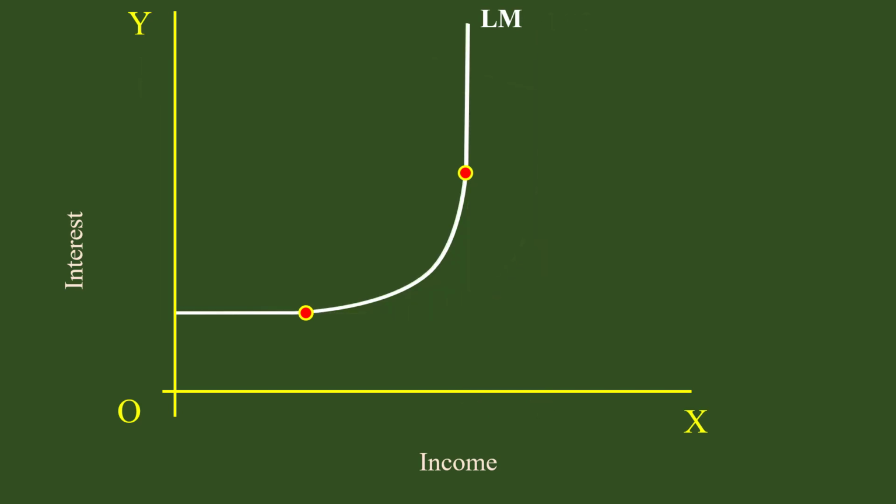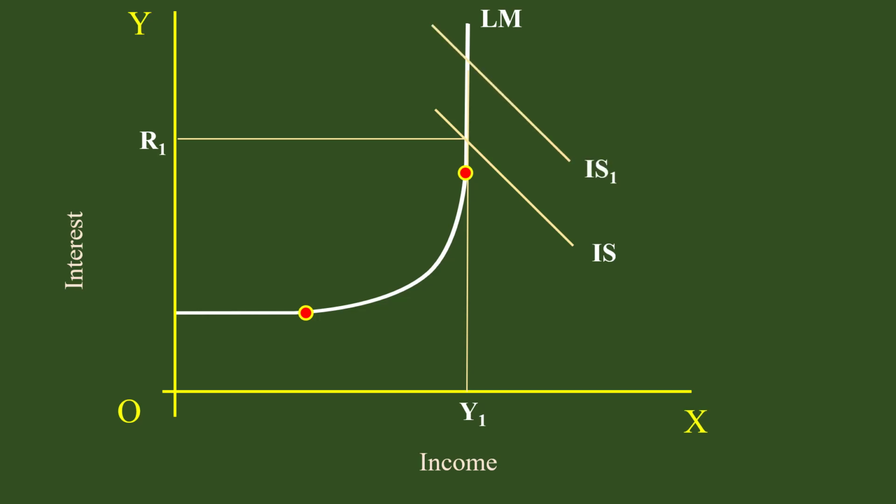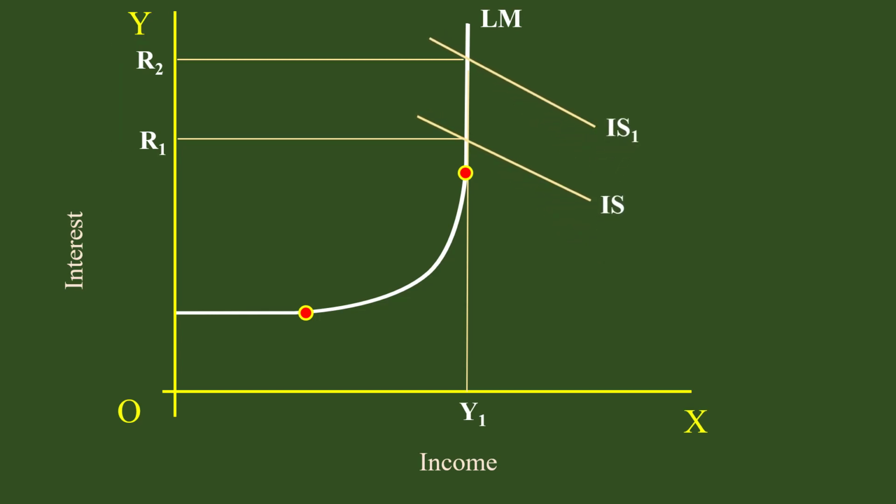We shall examine the effectiveness of fiscal policy in this range. The economy is in equilibrium at R1 interest and Y1 income. The government increases its expenditure. The IS curve shifts to IS1. The interest rate alone has increased from R1 to R2. There is no change in the income level. Even if the IS curve is relatively elastic, the income stays at Y1. The fiscal policy is totally ineffective in this range.